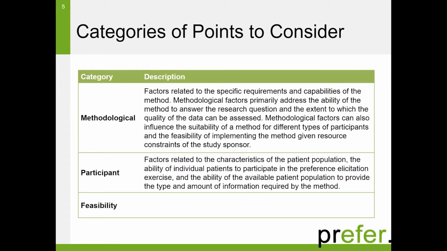Patient or participant factors describe the interaction of the patient population in two ways. First, the ability of the individual patients to complete the task, which often has to do with the cognitive capability of the patient and the complexity of the preference elicitation task. And second, the ability of the patient population to provide the necessary information, which most often involves the size of, diversity of, and access to the patient population.